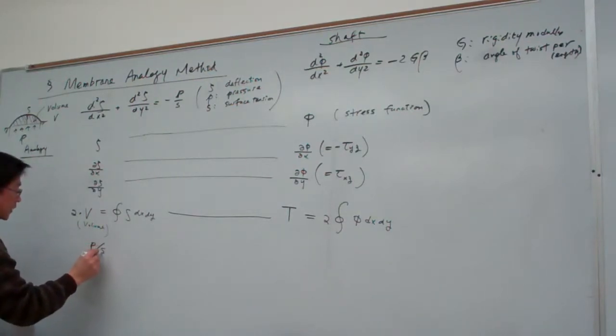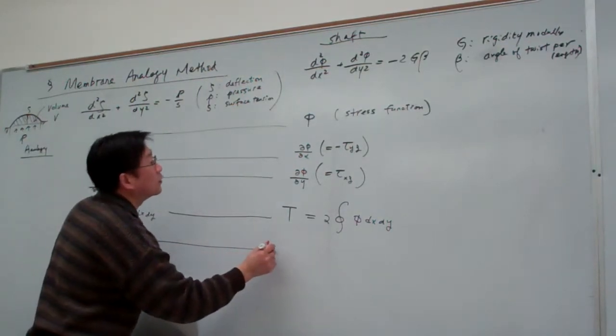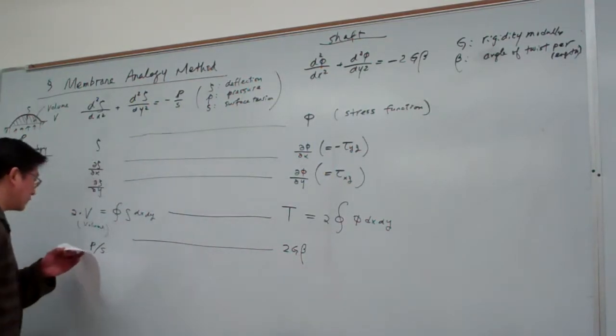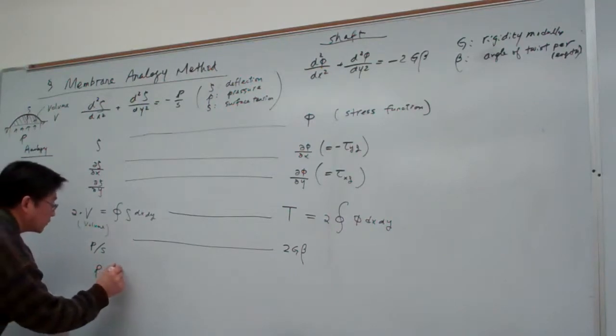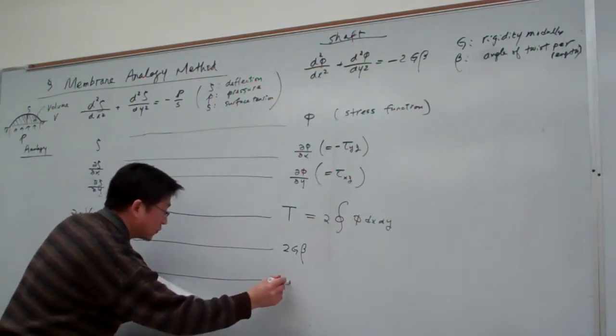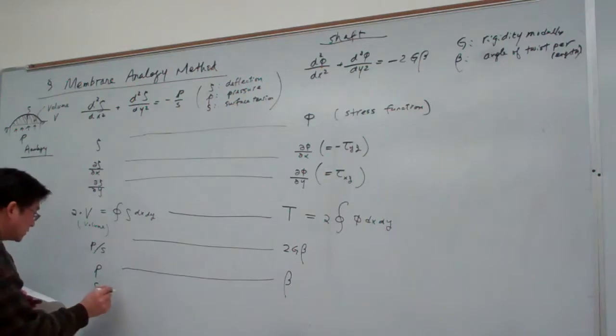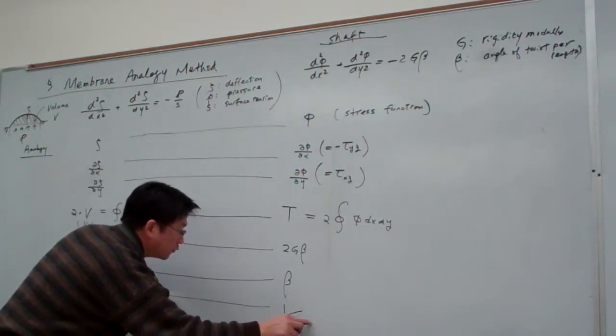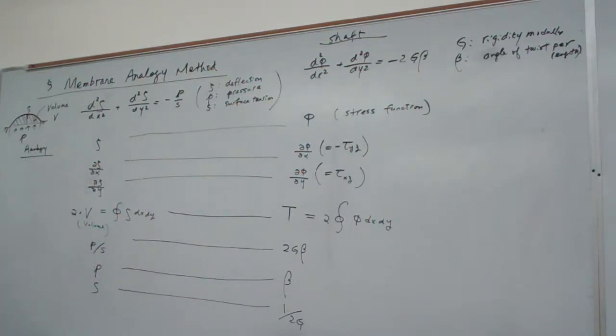And P over S is equivalent to 2G beta. Furthermore, we can let P be equivalent to beta, and S be equivalent to 1 over 2G. So I will keep this table, and then we can do a little bit of exercise.